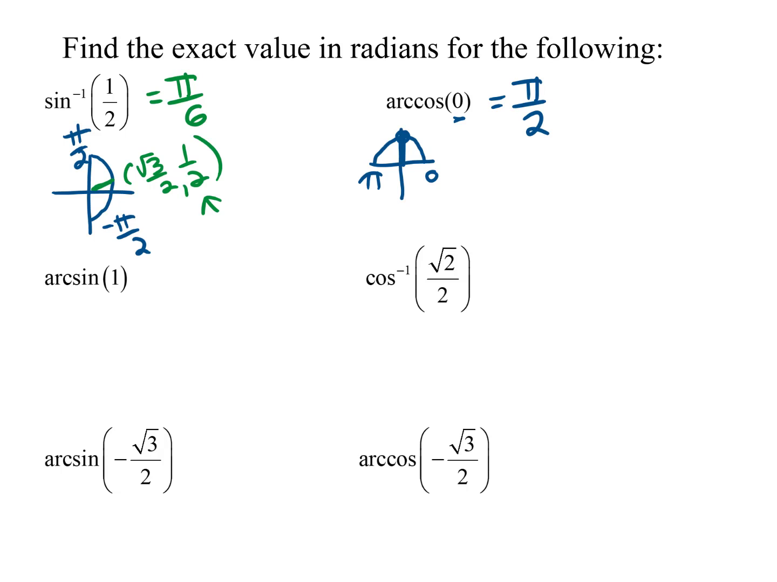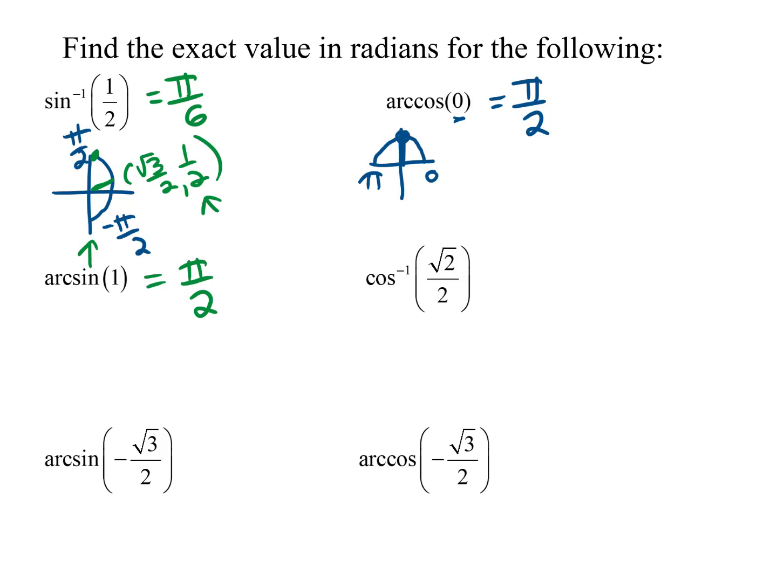Next we have inverse sine of 1. When on our restricted range, which was right here on the right half of the circle, is the y value, or the sine, 1? That would be right up at the top. So that would be at pi over 2.